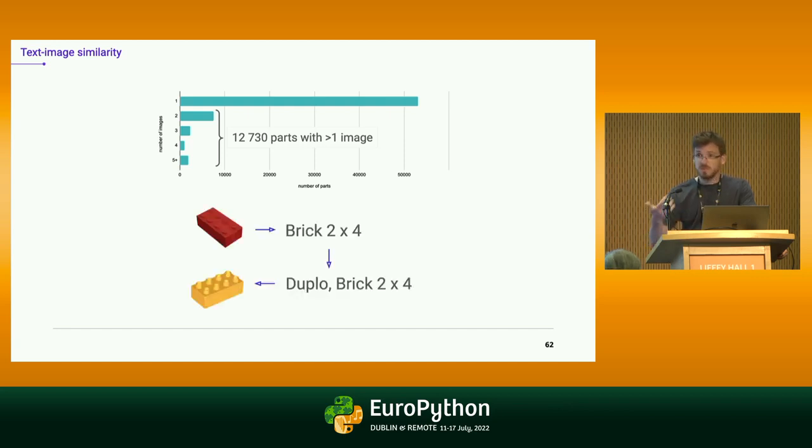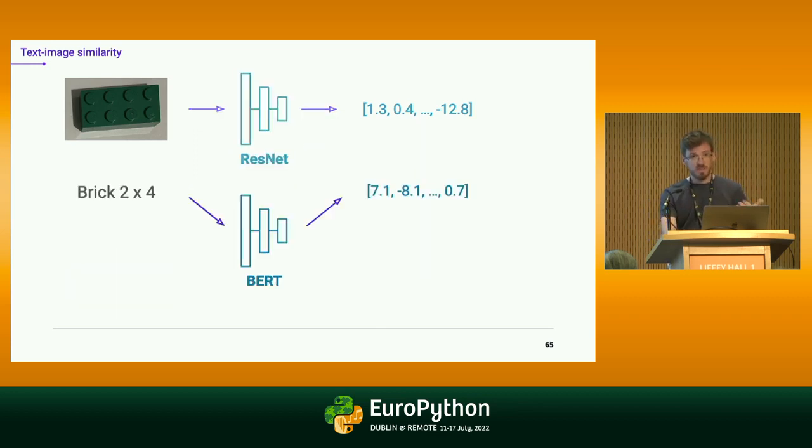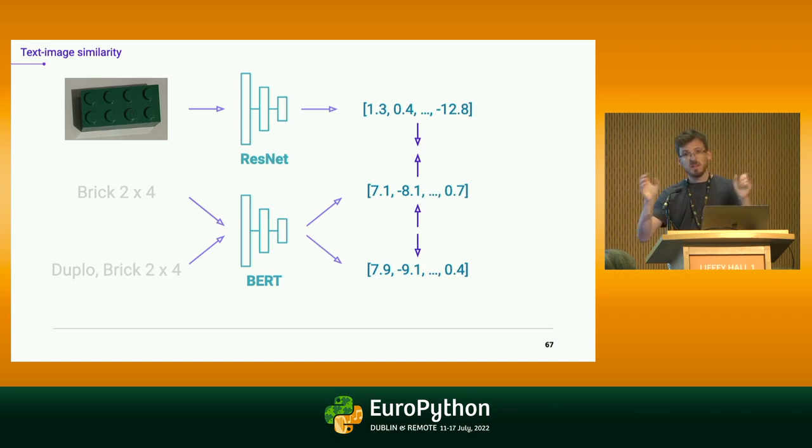But I do have the names for the bricks, right? So we can actually use this in our setup of metric learning to not only calculate and train similarity between images, but also between texts. So we will actually put together one text encoder and the image encoder, and pull together the text and the image for the same part. And we can do this for every part.